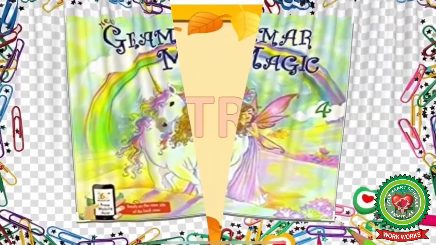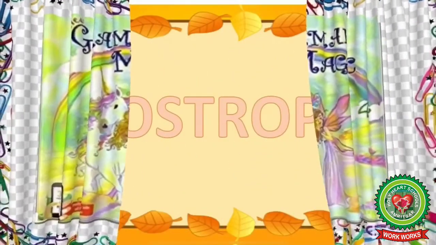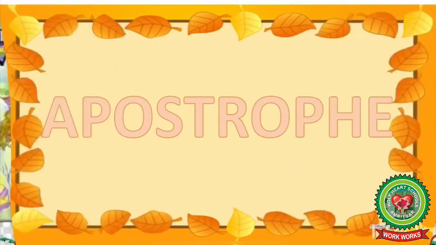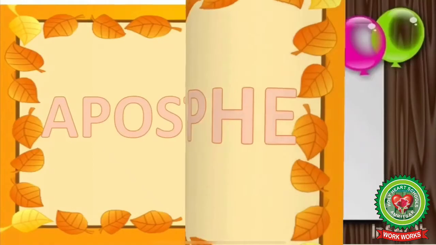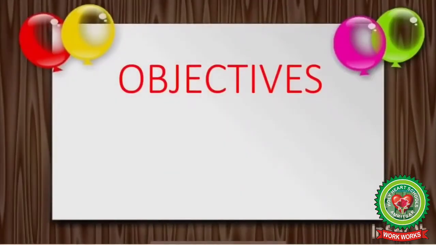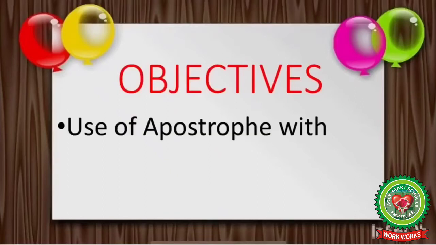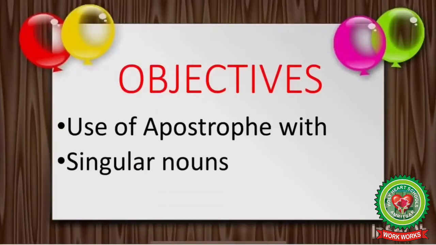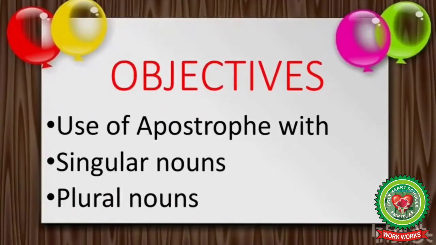Today I am going to discuss a very interesting chapter, Apostrophe, with you. So everyone, please open your Grammar Magic book at page number 38. The main objectives of this chapter are: today you all will be able to understand how to use apostrophe with singular nouns and with plural nouns.